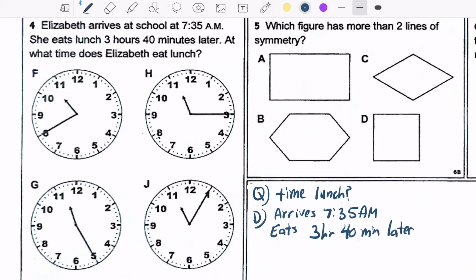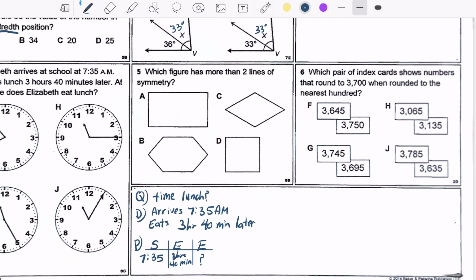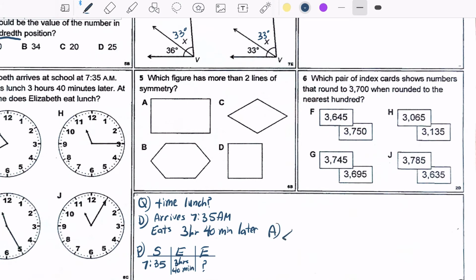Then, for your plan, you're going to do a C chart. And we know that the start time is 7:35. And the elapsed time is going to be 3 hours and 40 minutes. They're going to be asking you for the end time. So you're going to go over here, and for answer, you're going to do a timeline where you start with 7:35 and you are going to elapse 3 hours and 40 minutes.